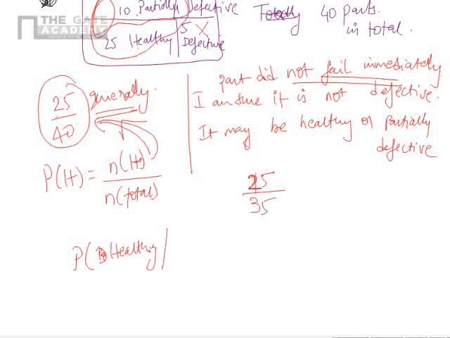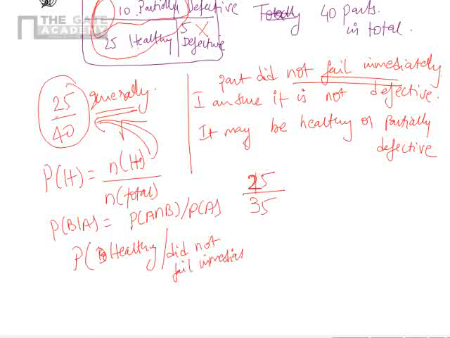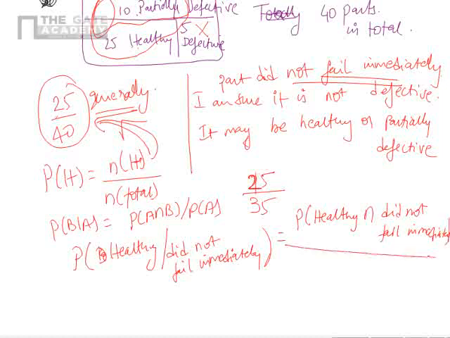given it, probability what? We wrote the conditional probability equation, right? Probability of B given A is nothing but probability of A intersection B divided by probability of A. Correct? So probability that healthy, given that it did not fail immediately, is nothing but how much? Probability of healthy intersection did not fail immediately by probability of did not fail immediately.